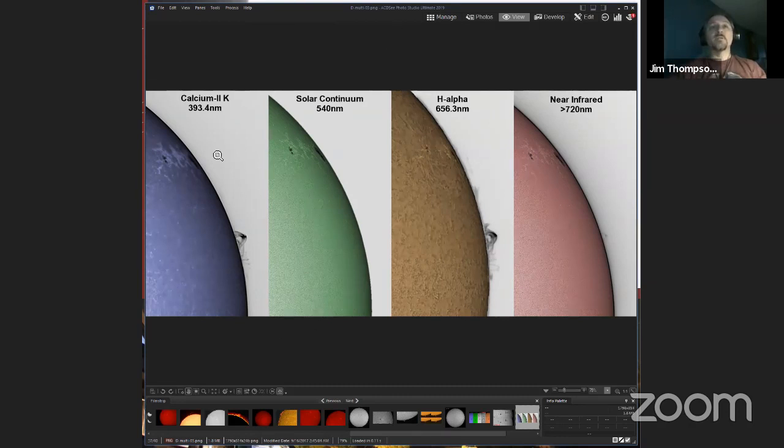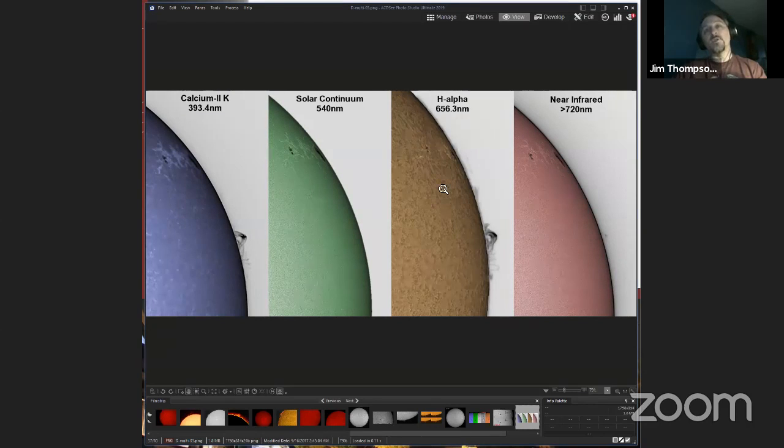And I captured it in 4 different wavelengths of light, just because I'm an engineer and I like to overdo it with the technology. So calcium K is the bluish purple image on the left. And you can see what the prominence looked like that day in calcium K. It was a really strong loop feature. I also looked in a green wavelength. The filter is called solar continuum, but it's basically a narrow sliver in the green spectrum that's meant for looking at fine detail in the photosphere.